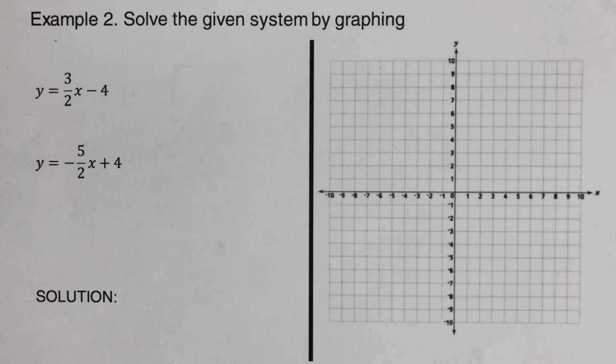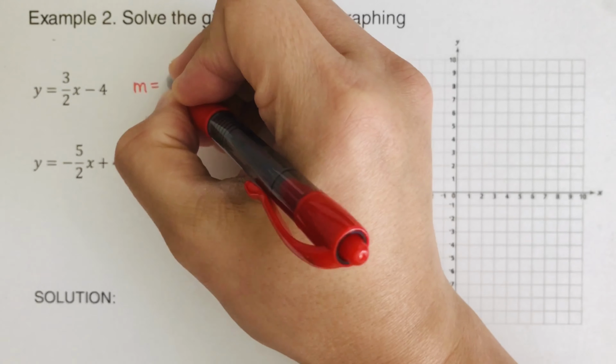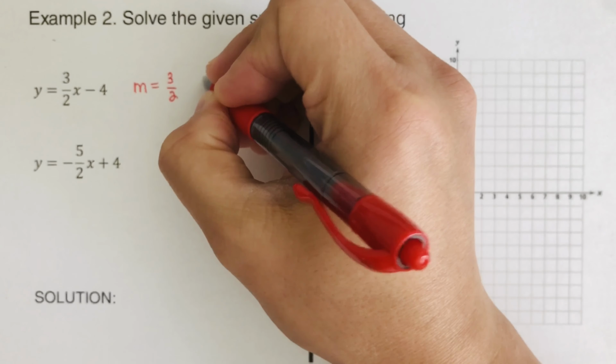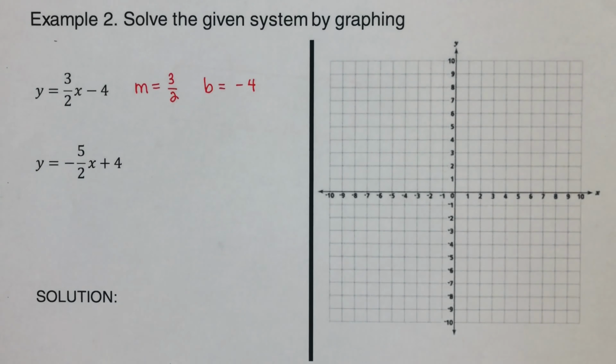Okay, so let's go over the problem here. We start with the first one. Our slope here is 3 over 2, and then the b, or the y-intercept, is -4. So let's draw that graph. We start on -4.